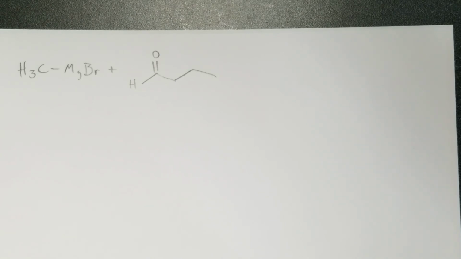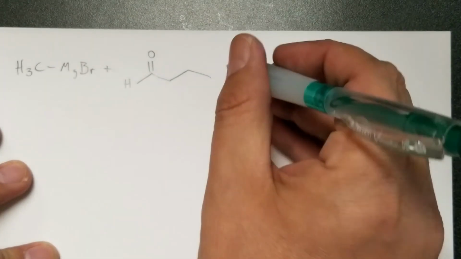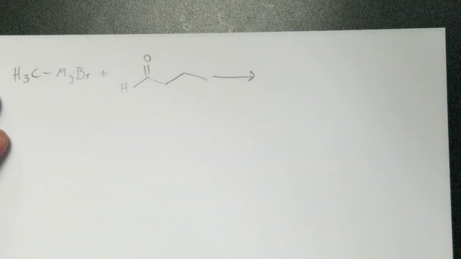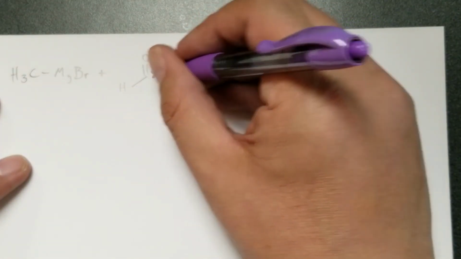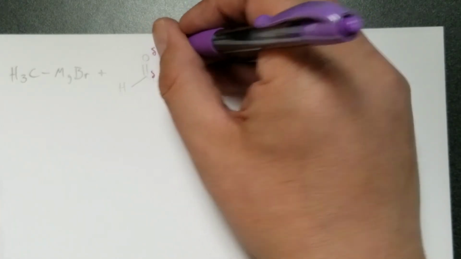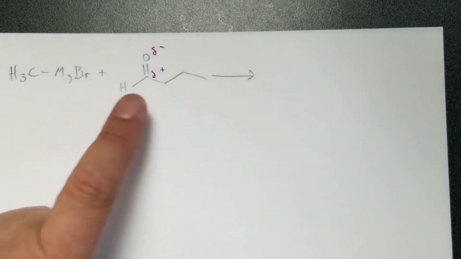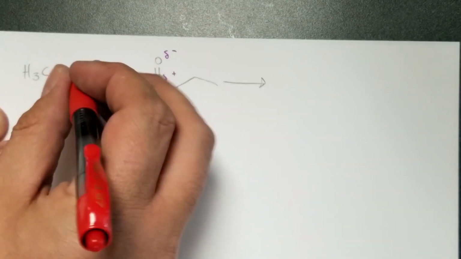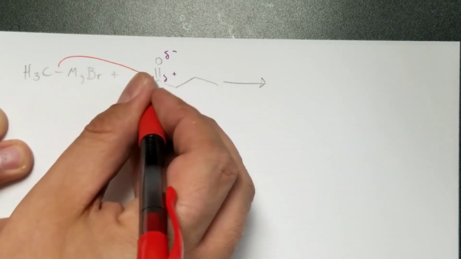So you have butanal, an aldehyde. I did mention to you guys back when we went over the hydride reaction that you can get nucleophilic attacks on carbonyl carbons, and that happens here. The reason this happens is that this carbon is delta plus and this oxygen is delta minus, which makes that carbon electrophilic. So we can do a nucleophilic attack like that.